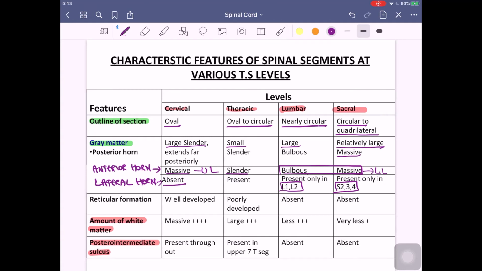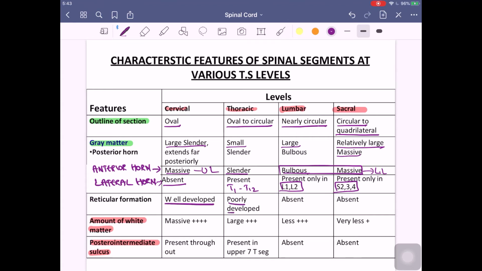It is present only in L1 and L2 in case of your lumbar. It is S2, S3, S4 in case of your sacral, and here it is present from all levels T1 to T12. This I told you, thoracolumbar, so T1 to L2 and sacral S2 to S4. So that is the reason it is present in this area.